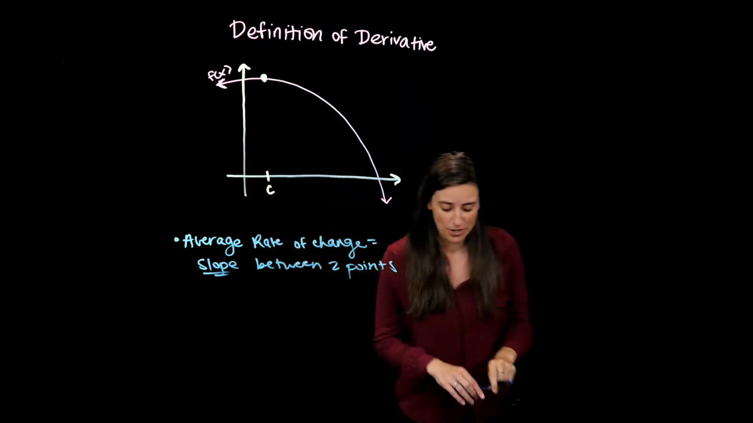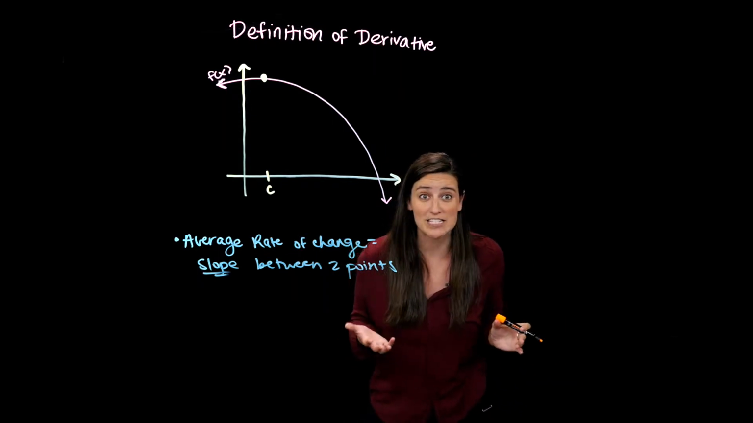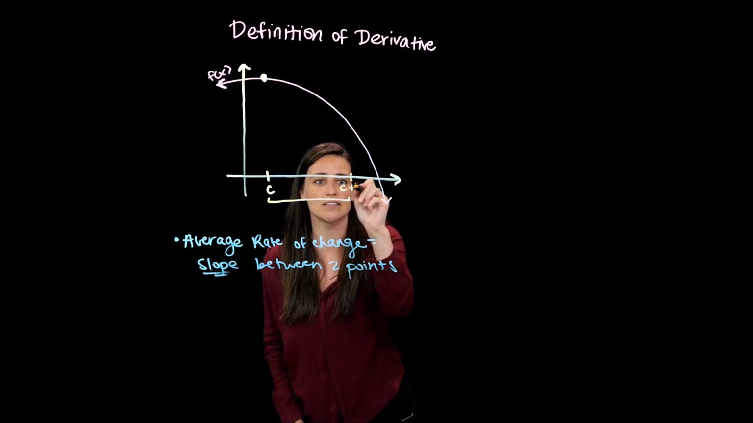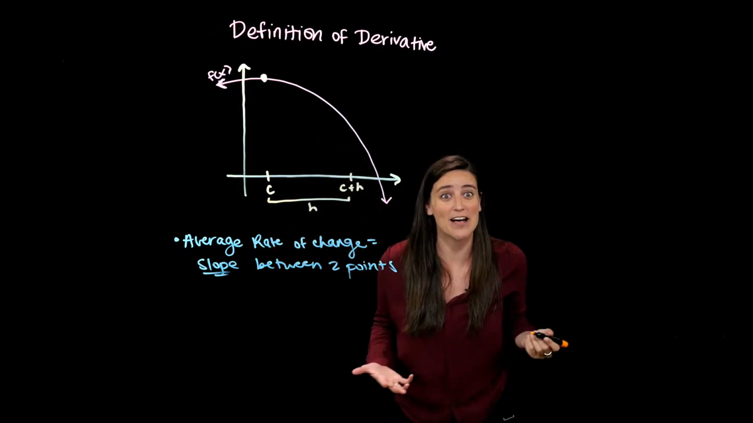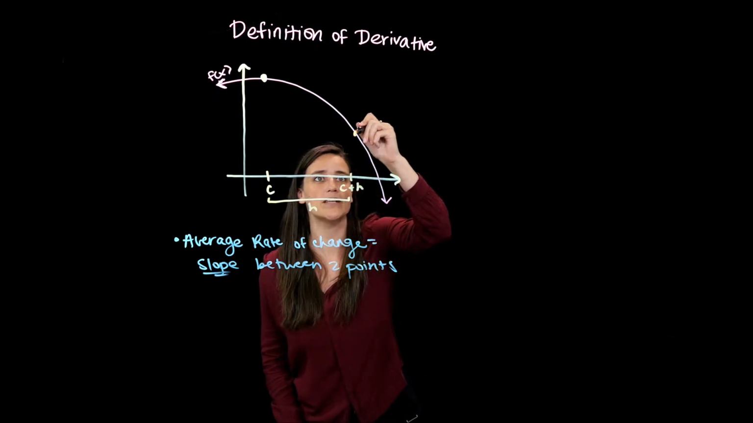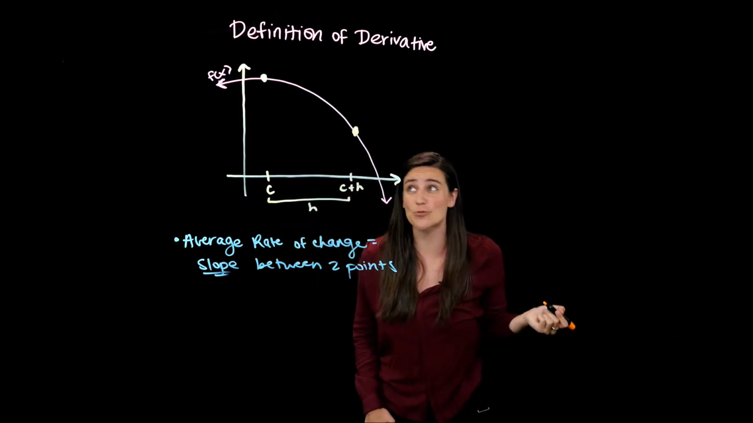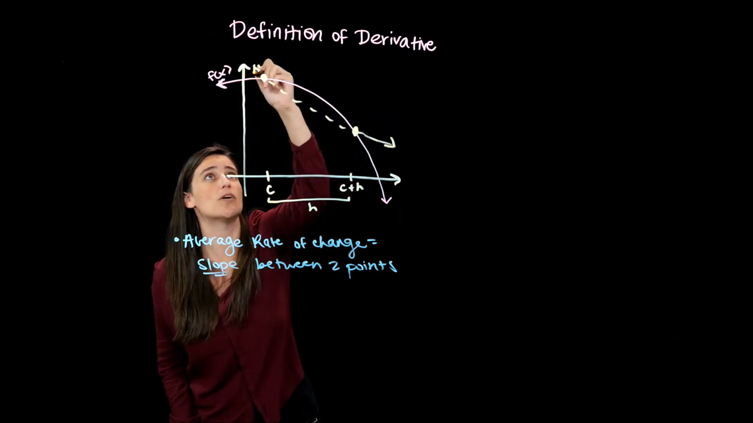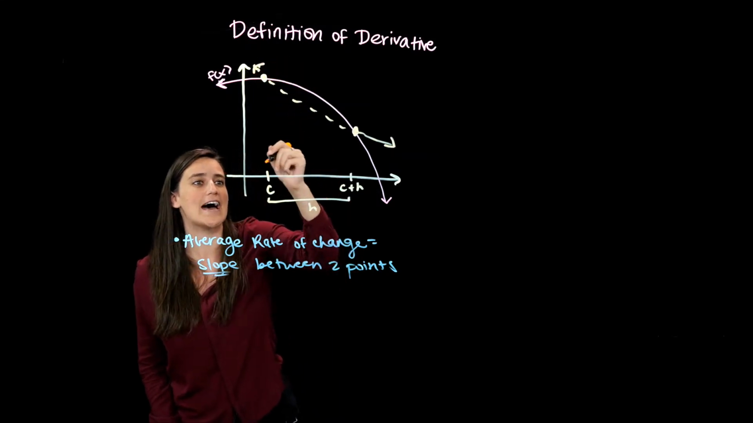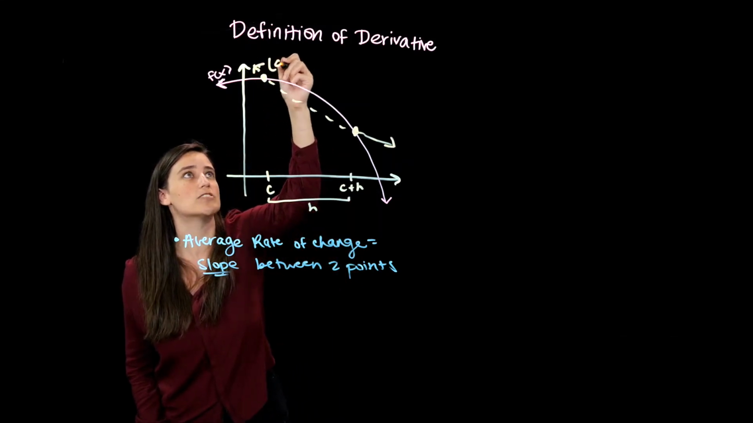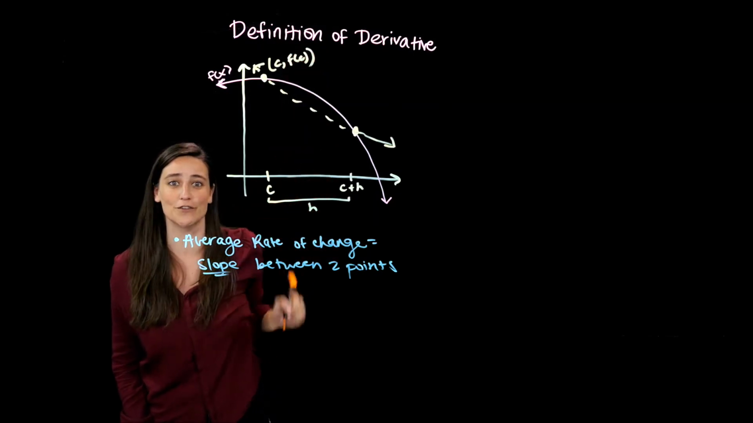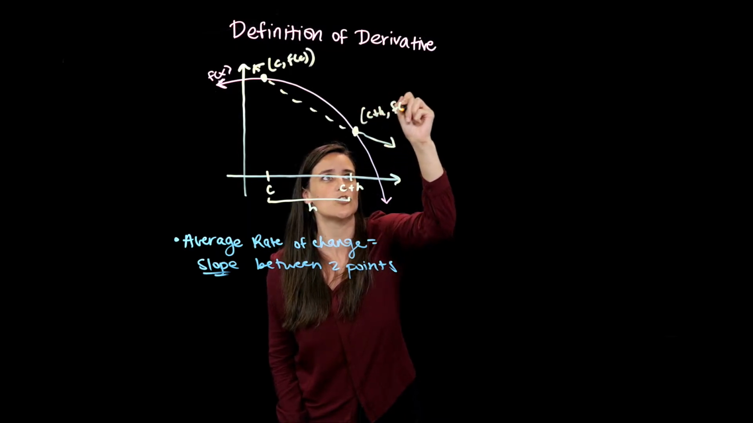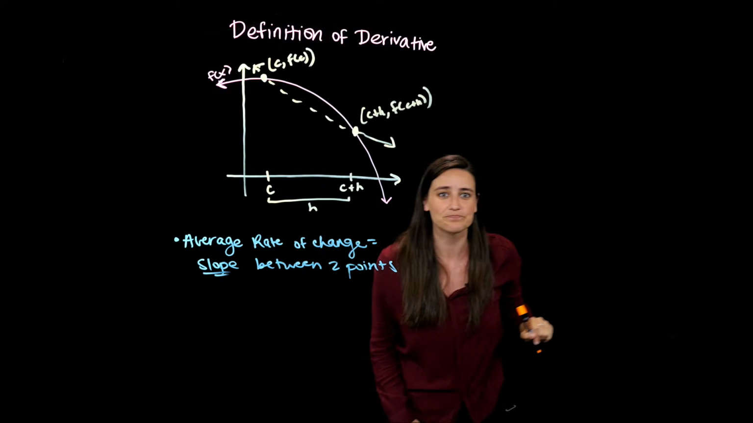So here I have continuous function f of x, and I have an arbitrary x value labeled c. If I move h units to the right of c, I'll have an x value of c plus h. And I can put that point on the curve. The average rate of change is the slope of the line connecting these 2 points. And those 2 points have coordinates: x value c, y value f of c for the first point. And the second point has coordinates x value c plus h, y value f of c plus h.